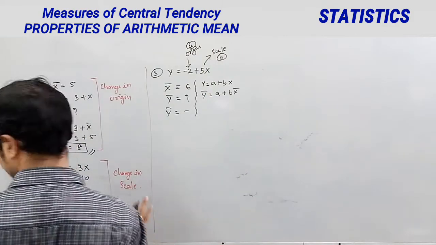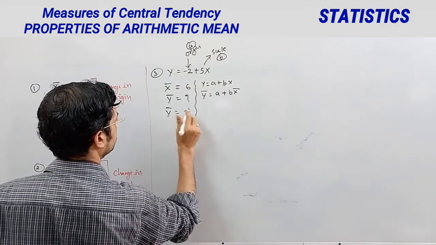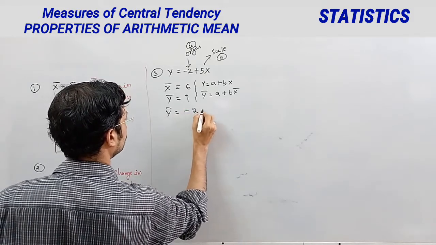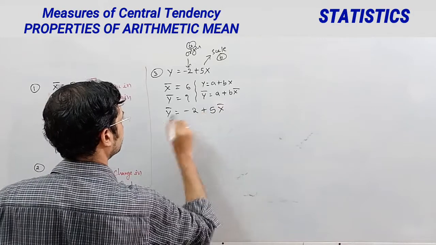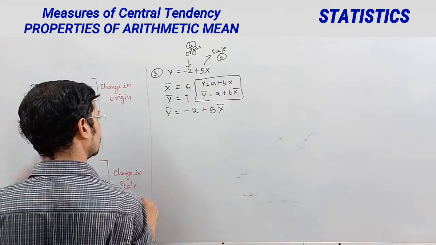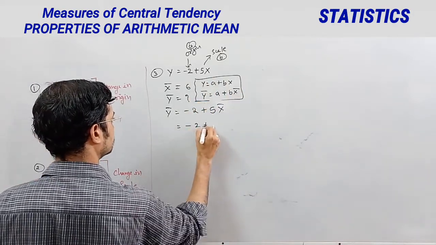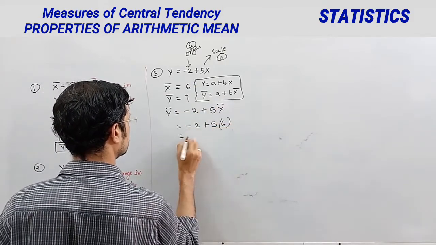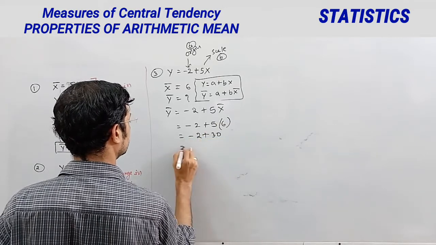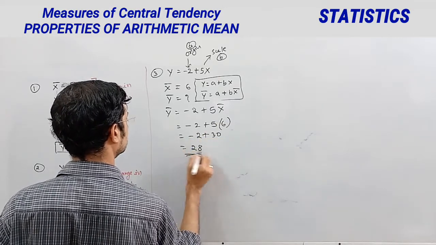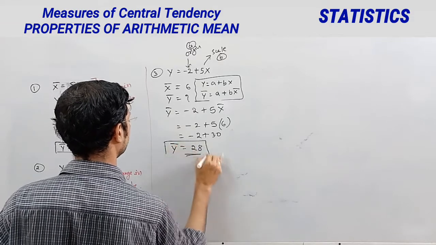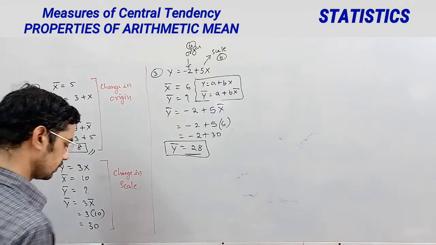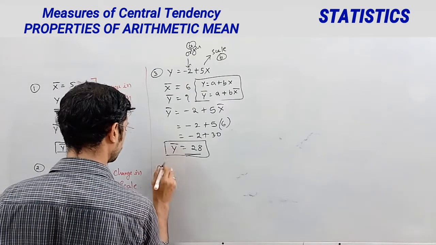Okay, so now what is y bar? We need to find out y bar. Y bar equal to minus 2 plus 5 into x bar from this property. X bar is given to you as 6. So 6 fives are 30, so we have 28 as y bar. Y bar equal to 28. Let me take one more example for this type. Okay, so this is question number 4.